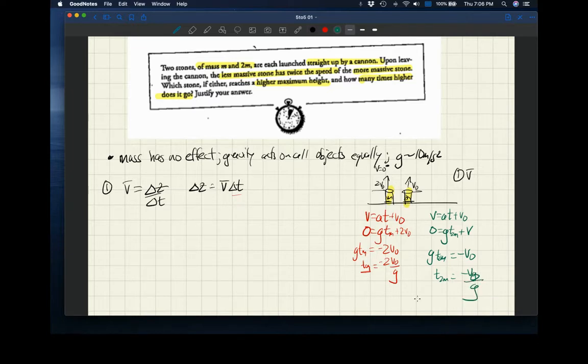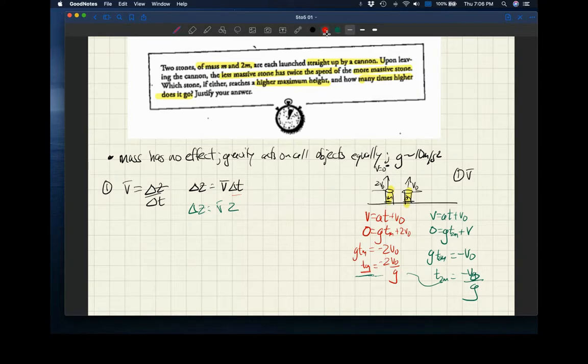So what we can see in comparing these is that the time of the smaller one is going to be twice that of the other. So if we've got delta z equals v bar delta t, well, delta t we know is now twice the size of the other one. So we put this 2 in here for this guy.